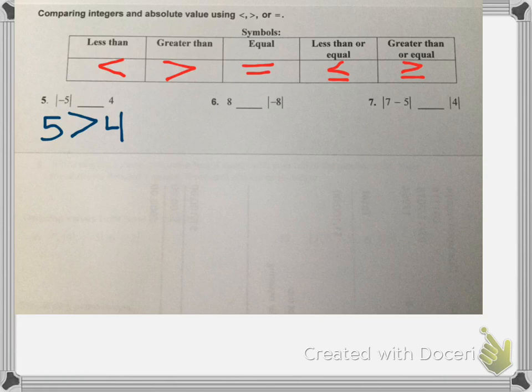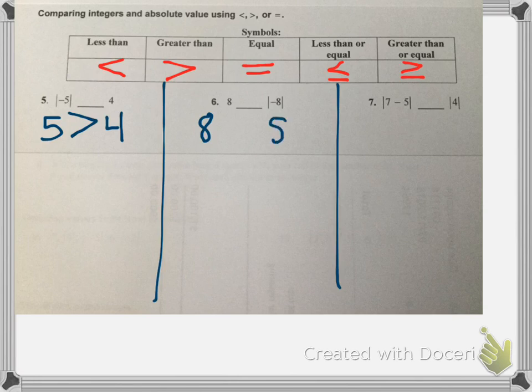On number 6, we have an 8, and we have the absolute value of negative 8. How far away is negative 8 from 0? Well, negative 8 would be 8 away from 0, so that would be 8. And 8 would be equal to 8.